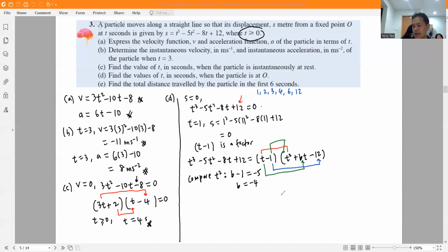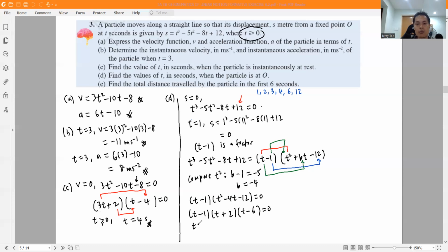Okay, so once you know your b value, then it's quite easy. We know that this whole thing, t minus 1 times t squared minus 4t minus 12, is your displacement function, and s is now 0. I'm going to write 0 here. And I can factorize this further. Factors of 12 to get 4, I should use 6 and 2. I put 6 and 2. 6 is minus because the final answer is -4. Bigger number is negative, smaller number is positive.